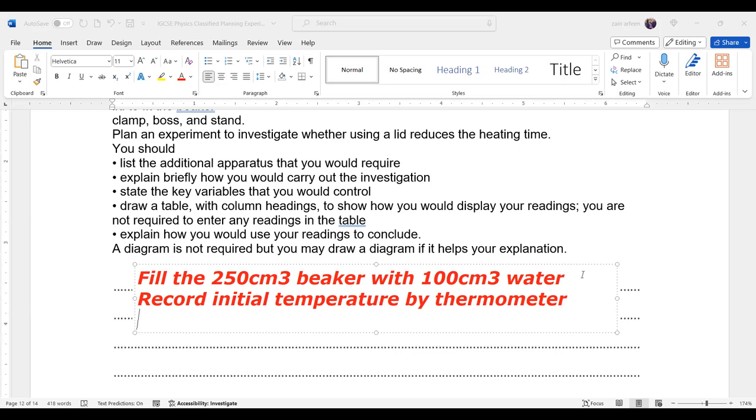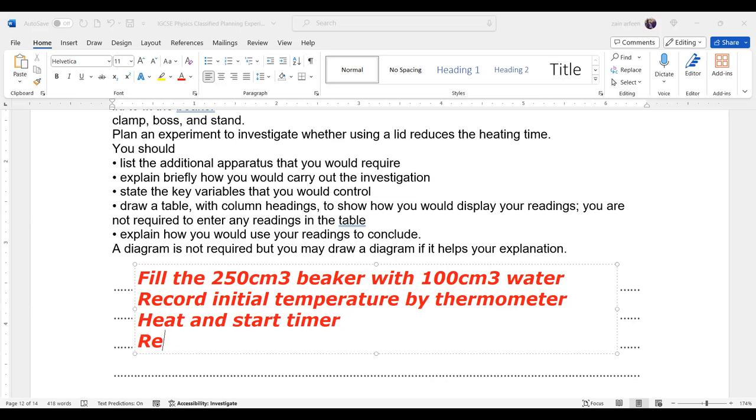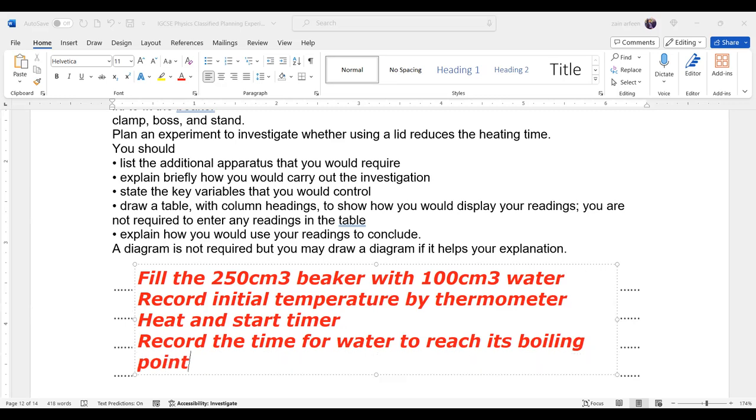After recording the initial temperature by thermometer, we will heat and start the timer. And we will record the time for water to reach its boiling point, which for pure water is 100. So we'll record how much time the water will take to reach its boiling point.